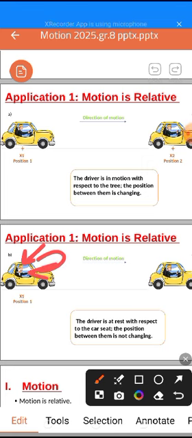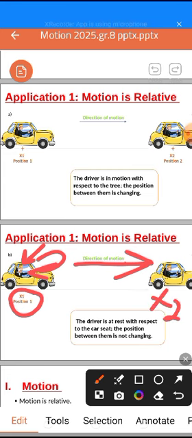He's driving his car, he's moving on the road. So now the position 1 was here, and here is position 2. But now the object is the driver and the reference frame is his seat. The position between the driver and the seat is not changing because the driver and the car are moving together. So, between the driver and the car seat, the position isn't changing because he's moving with his seat. Then the driver is at rest with respect to his seat because the position between them isn't changing.